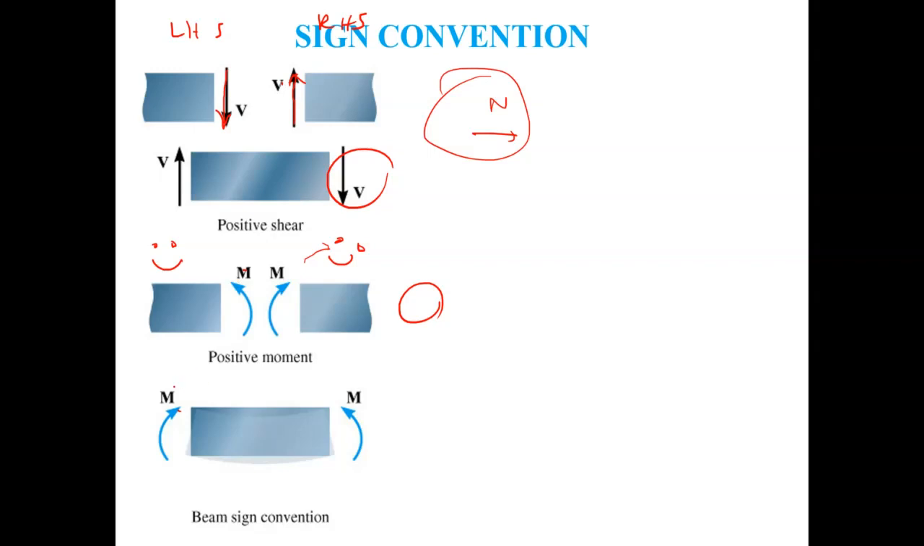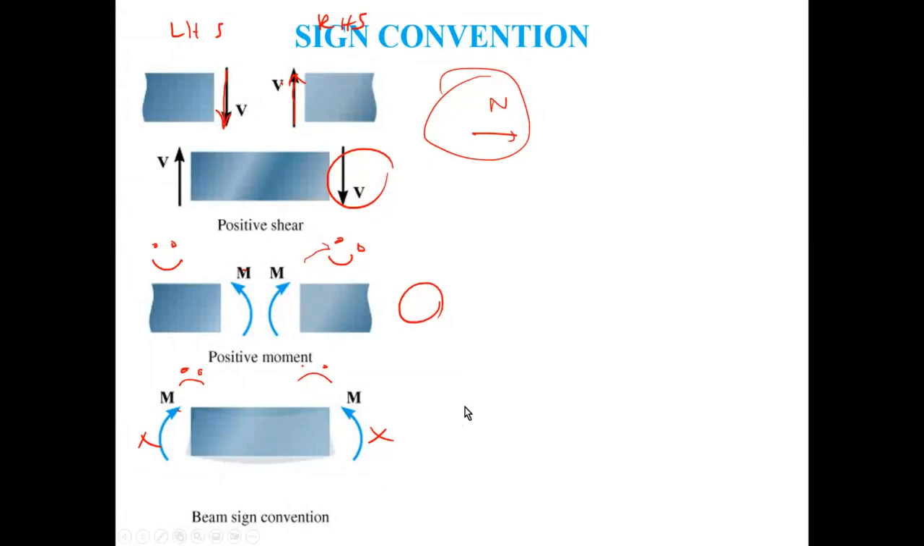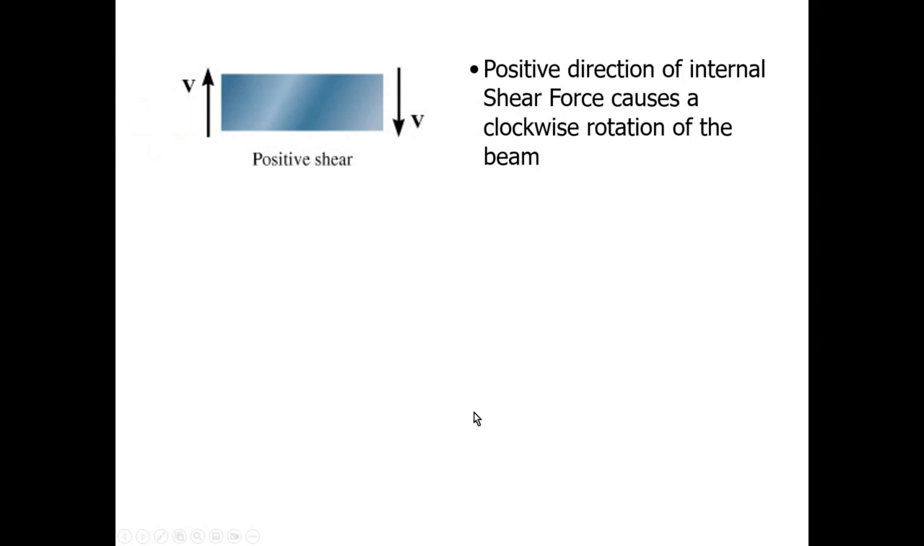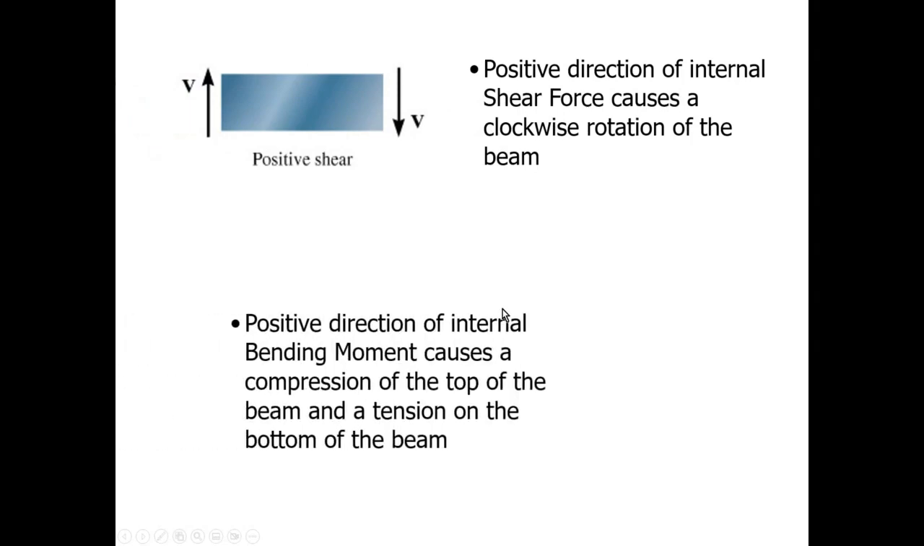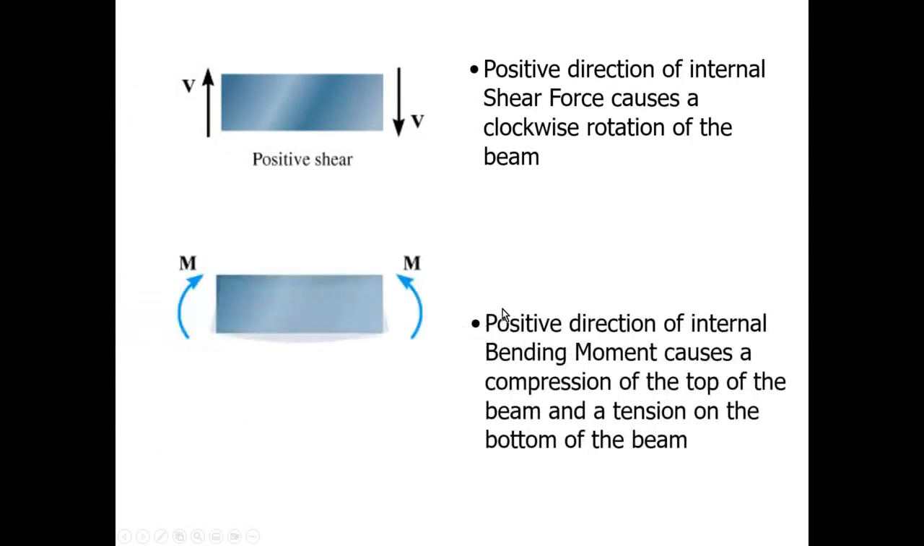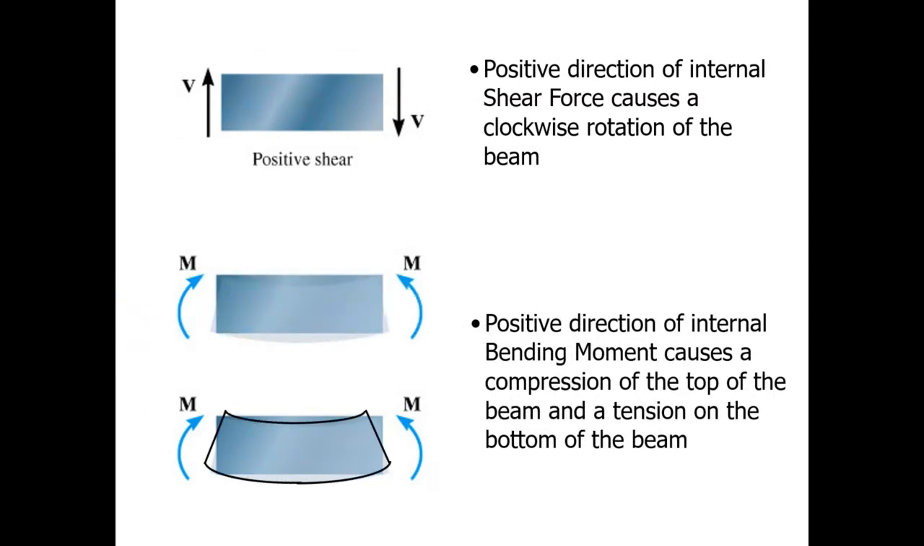Also, here, that's a negative one. That makes my beam deform like that. This one makes my beam deform like that. So that explains why they are like so. That is called beam convention. And this is the positive shear, that is the positive bending, and this is making the beam change its radius of curvature like so. That's the positive.